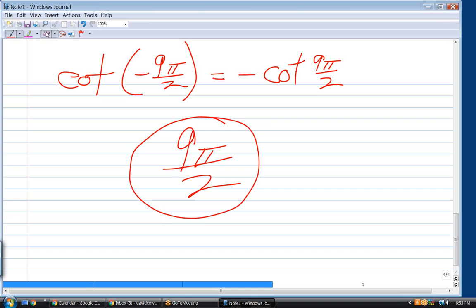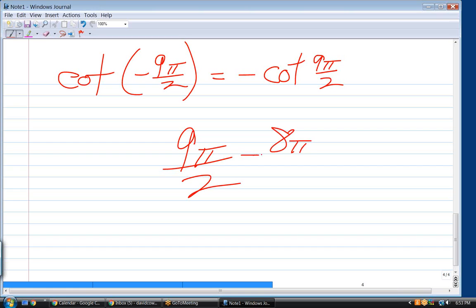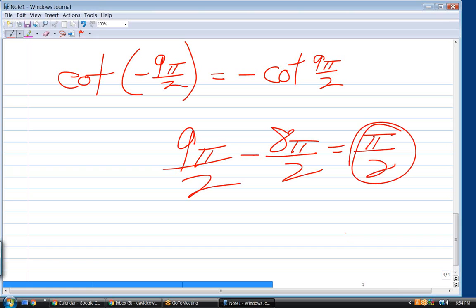So I can subtract from this 8 pi over 2, which is 4 pi, and I get the same angle. So pi over 2 gives you all of the same trig function values as 9 pi over 2. So I can immediately substitute it by just removing. It's the same thing as if I said, okay, I have an angle of 730 degrees. Well, what's that in the unit circle?